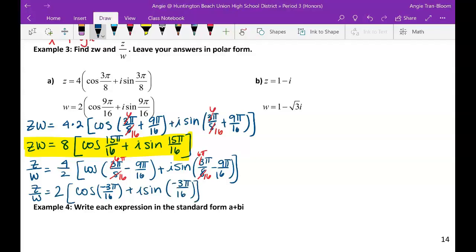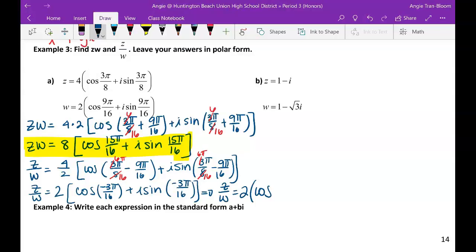Plus i sine of what you get on the first angle, you're going to get on the second angle. Okay, so here's the negative angle. Now in your book, it really doesn't like negative angles, because when we define this, it says that the radius always has to be positive and theta always has to be from 0 to 2 pi, or 0 to 360, depending on if you're in degrees or not. So what we need to do is convert negative 3 pi over 16 to a positive angle. So the final answer is z divided by w equals 2 times cosine of... Now how do I convert negative 3 pi over 16 to a positive angle?